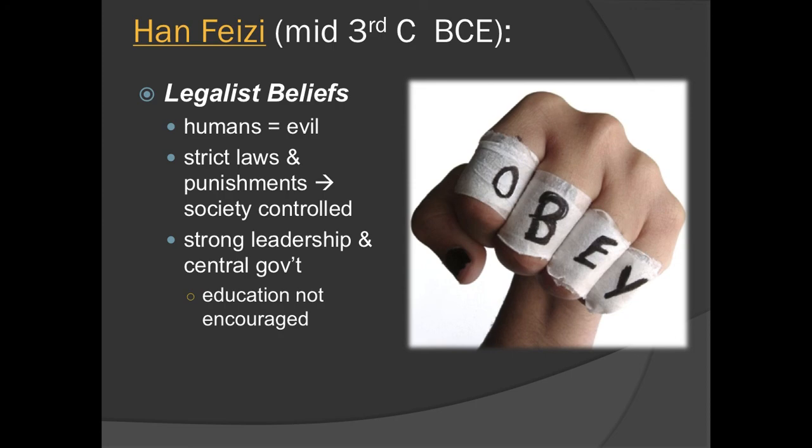So this suggests the need for strong leadership and centralized government, tight control. He was not really concerned about education. Therefore, Han Feizi was strongly anti-Confucian, strongly anti-Taoist in approach. When we get to the Qin Dynasty in a moment, this is a philosophy that the Qin Dynasty fully embraced, and we'll see why that was.